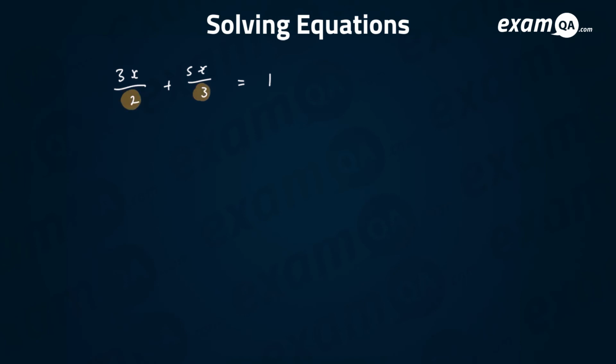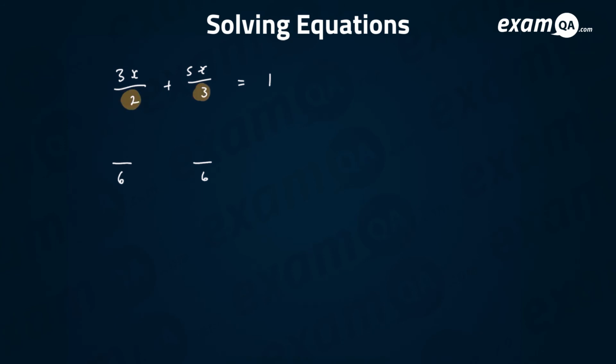Now you need to think, okay, what number goes into 2 and 3? What is in the 2 times table and the 3 times table? You're going to realize the easiest number is 6. The smallest number is 6. So I'm going to make them both over 6.